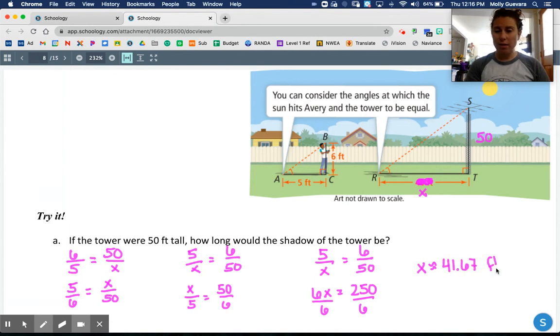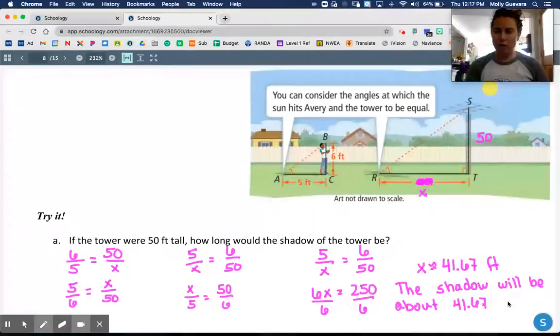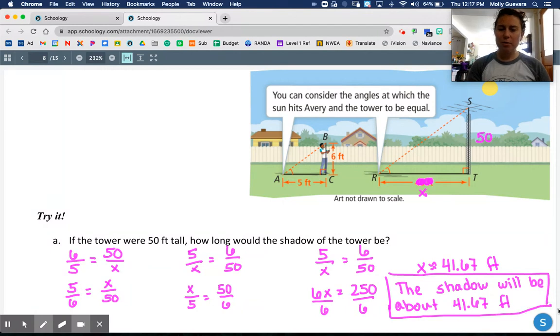41.67 feet. So the shadow, right, it's a word problem, so we have to answer in a sentence, will be about 41.67 feet. So when you're setting up these proportions, there's not just one right way. Any of these 4 proportions would have gotten me the same answer. So it just depends on how you see it and how you like it.